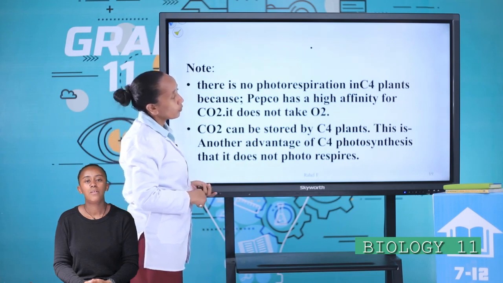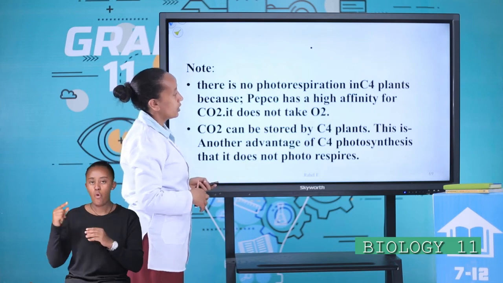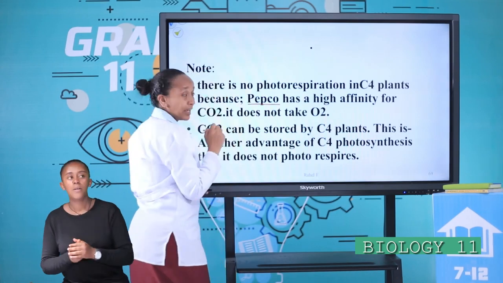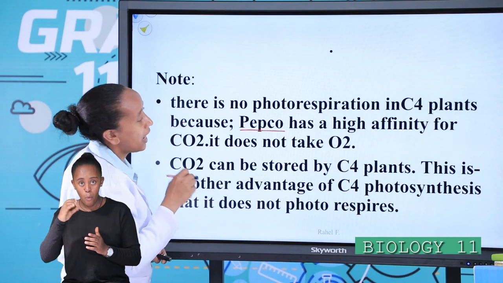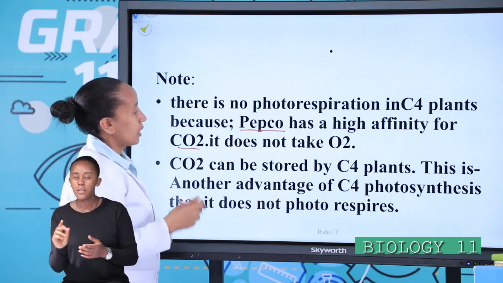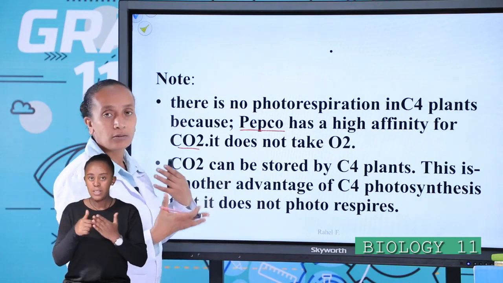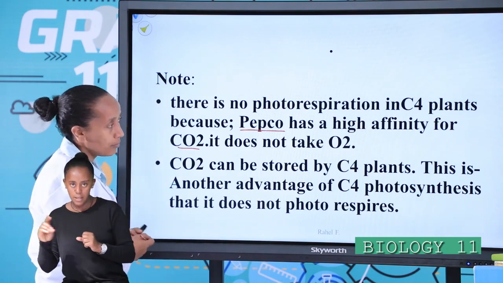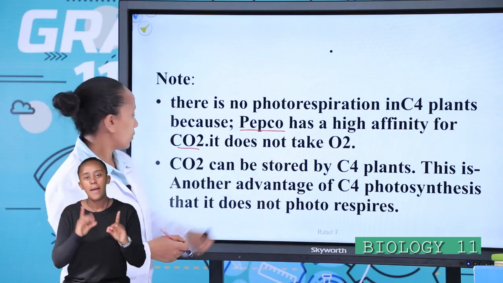In case of C4 plants, there is no photorespiration. This is because, as you know, the first reason is PEP carboxylase, the enzyme that is used for carbon dioxide fixation, has higher affinity for carbon dioxide. Therefore, at low levels of carbon dioxide, this enzyme can catalyze the reaction so that they do not get a problem in carbon dioxide concentration. And it does not take oxygen.